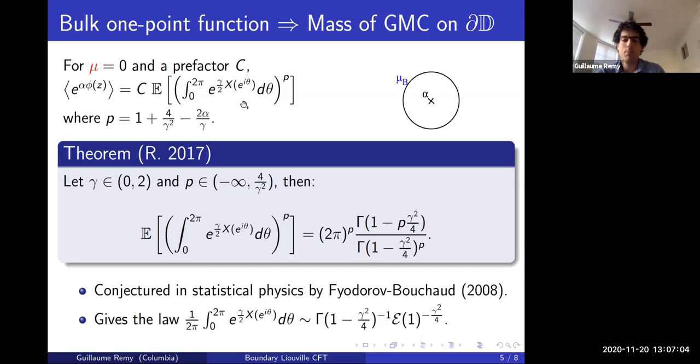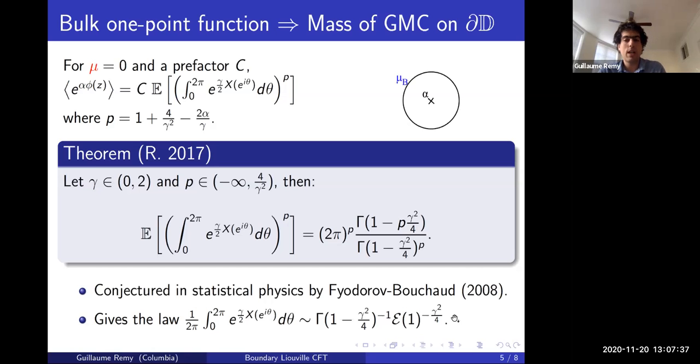And then you can show, by importing some of the tools from CFT into probability, that you have an exact formula for these moments that was predicted in physics by Fyodorov and Bouchaud. A more probabilistic way to state this theorem is that you're actually giving the law of the total mass of the GMC on the unit circle. And this law, up to a constant, is just an exponential random variable to some power.